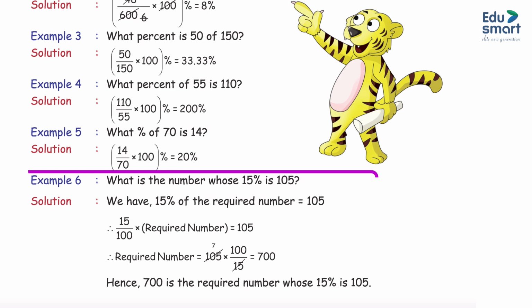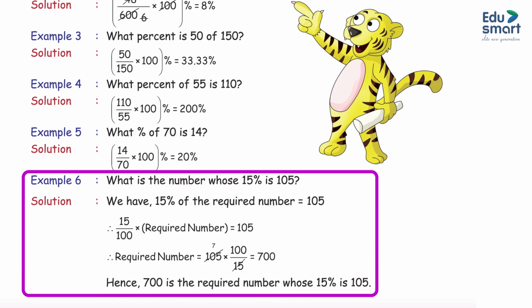Example 6. What is the number whose 15% is 105? Solution. We have 15% of the required number is 105. 15 upon 100 into required number is 105. Required number is 105 into 100 upon 15 is equal to 700. Hence 700 is the required number whose 15% is 105.